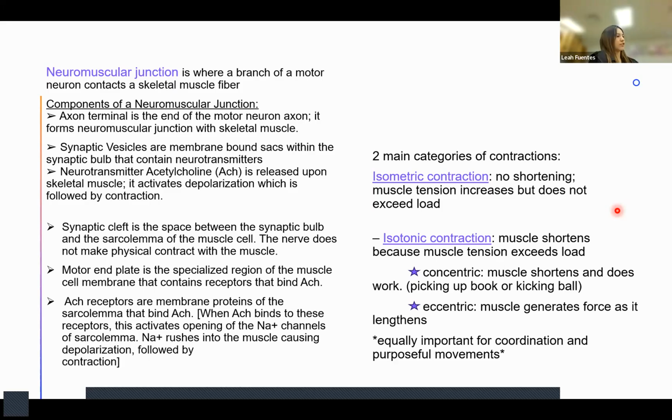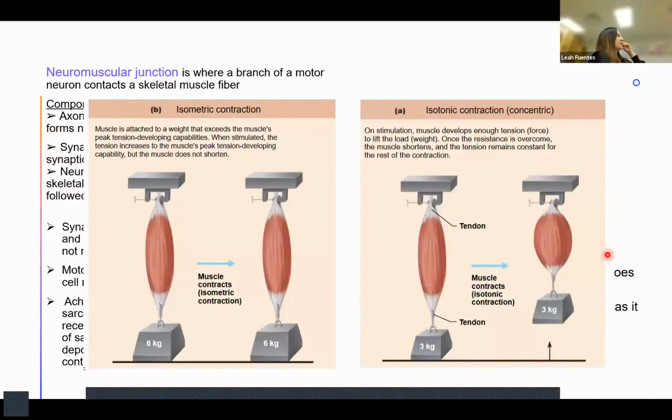Again, you're going to want to know the difference between the two. And then also with isotonic contraction, we have concentric and eccentric. In concentric, the muscle shortens and does work, like when you pick up a book or kick a ball. And then eccentric, the muscle generates force as it lengthens. Both of these are equally important for coordination and purposeful movement. So back to isometric versus isotonic. Again, these are just some images that will help you see what we were talking about.